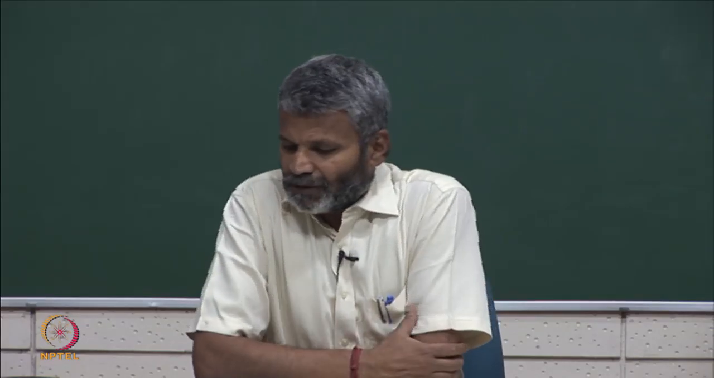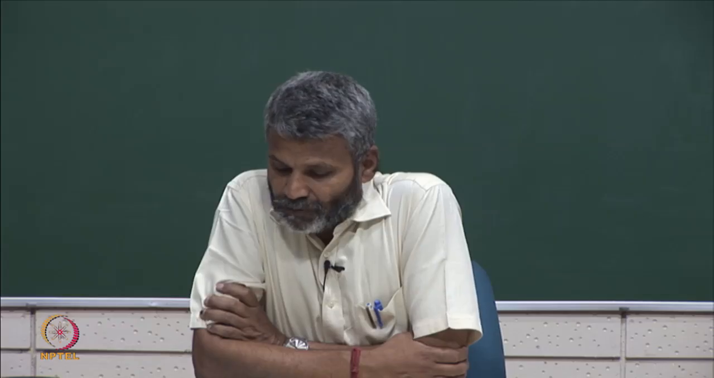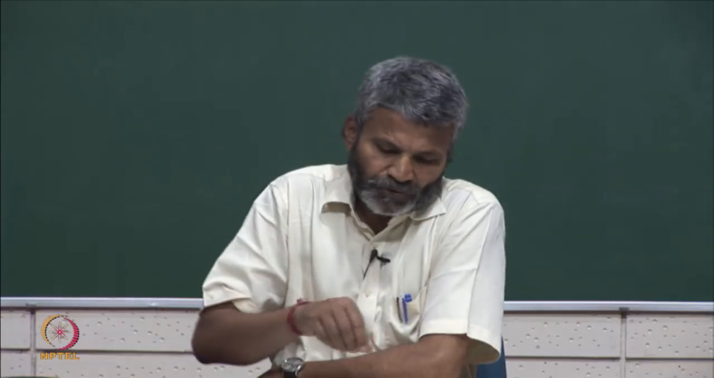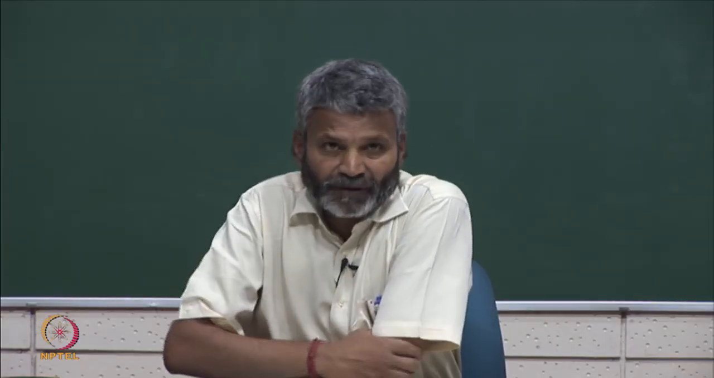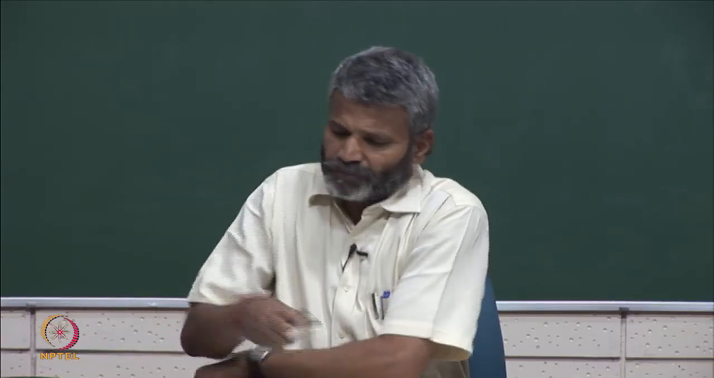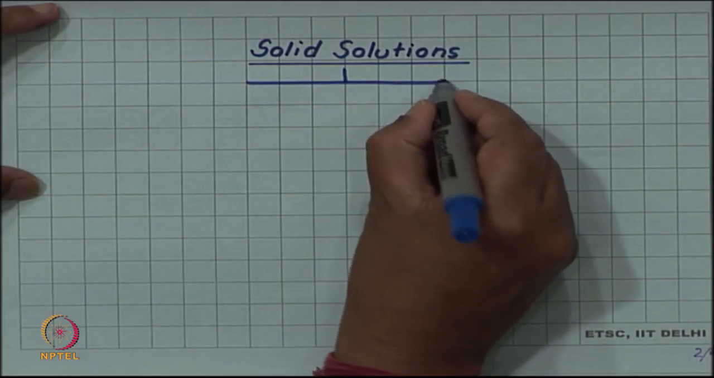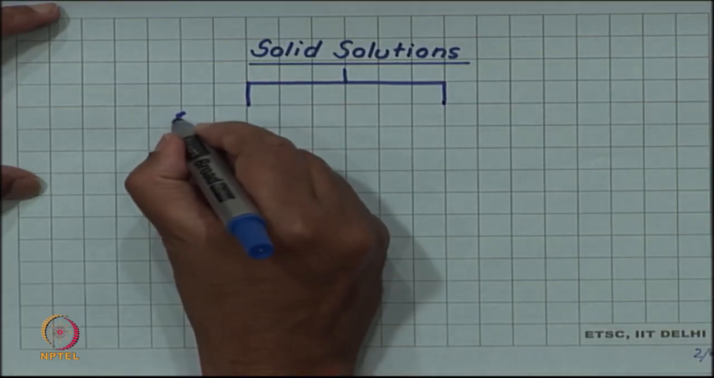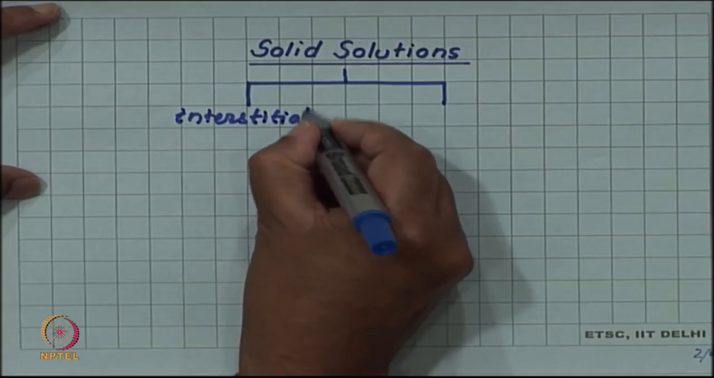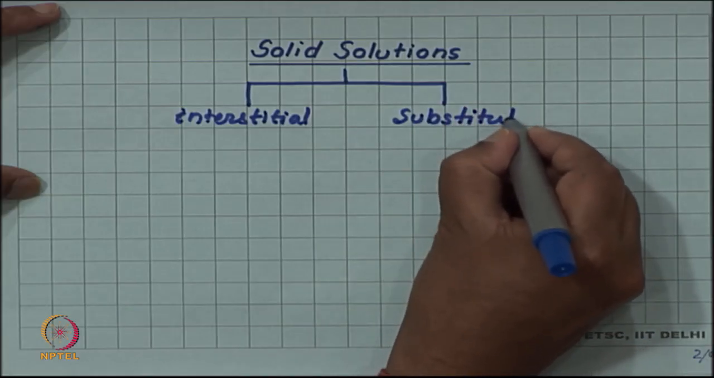Hello and welcome. Today we will discuss Hume-Rothery rules. These rules pertain to formation of continuous or complete solid solubility in solid solutions. So, in the last lecture we were discussing solid solutions and we saw that we have two kinds of solid solutions, interstitial solid solution and substitutional solid solution.